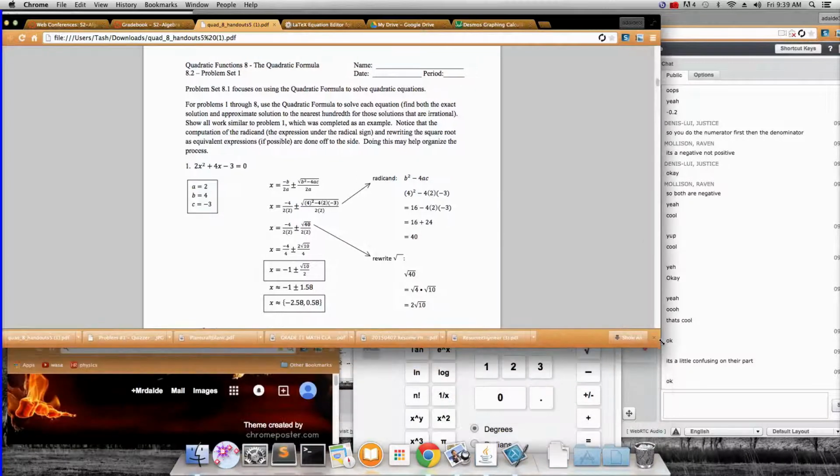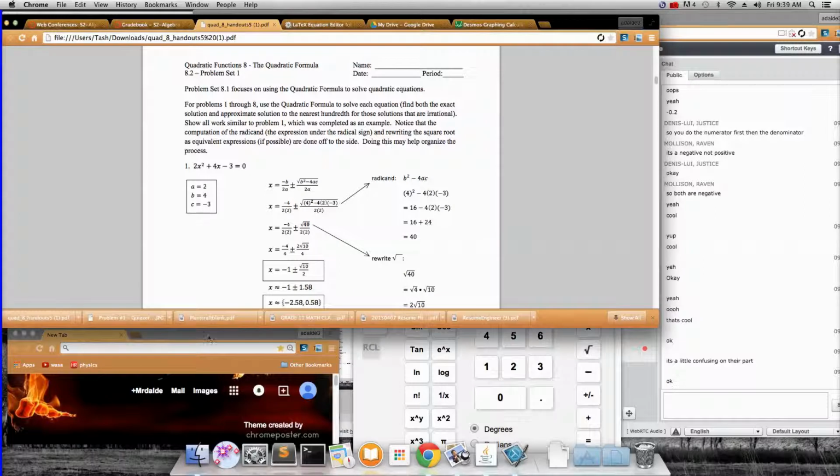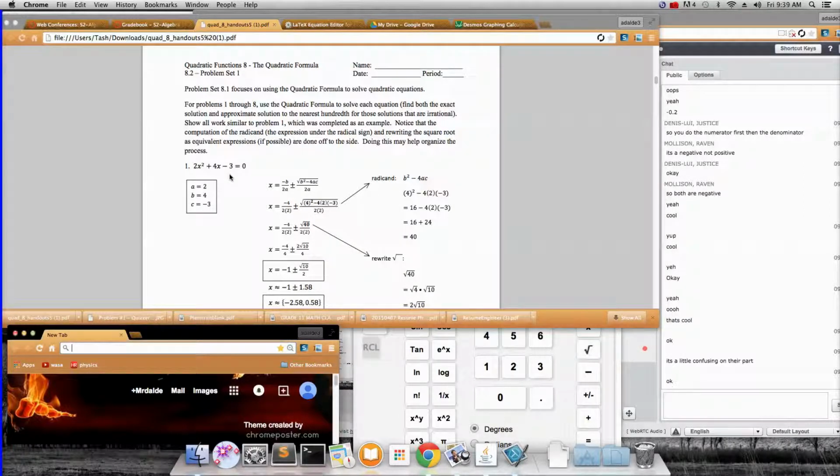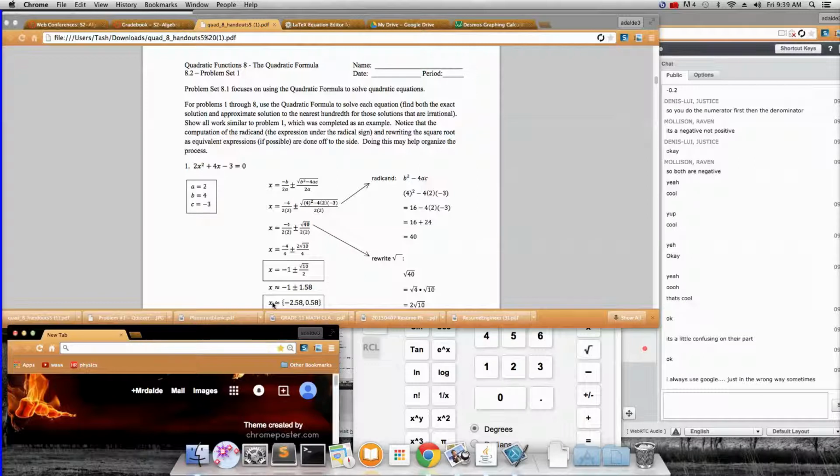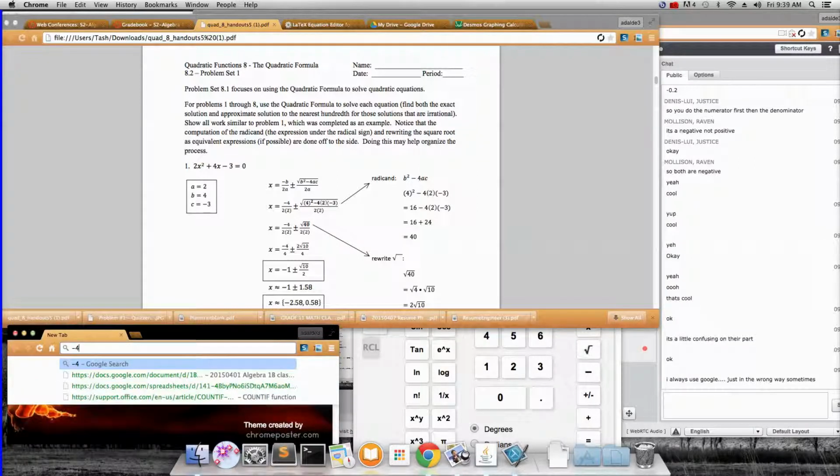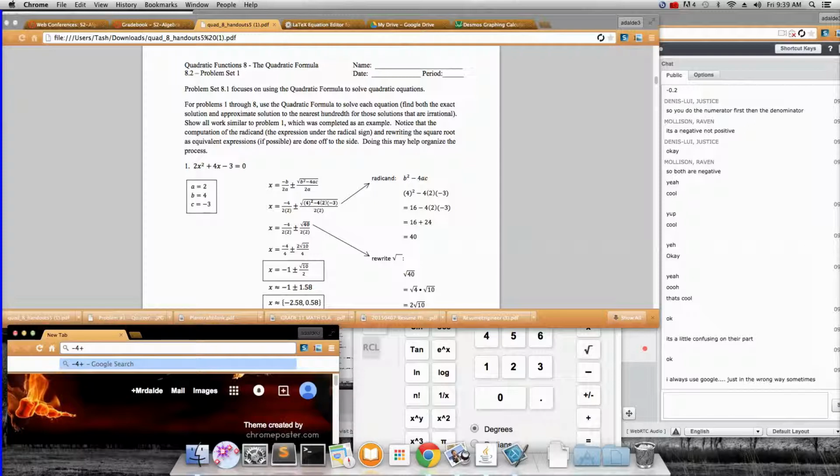There we go. All right. So I'm going to click here. And what I want to do is plug this into my quadratic equation. That would be -4 plus the square root. I think square root for Google is just SQRT of 4 squared minus 4 times 2 times -3, all divided by 2 times 2.